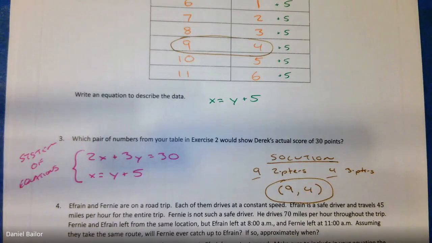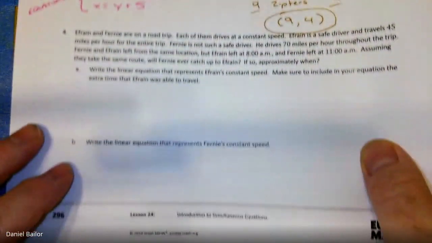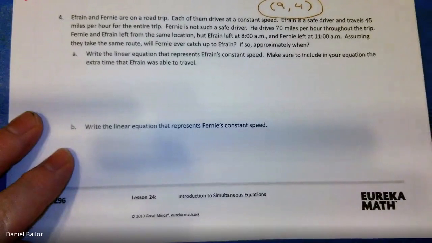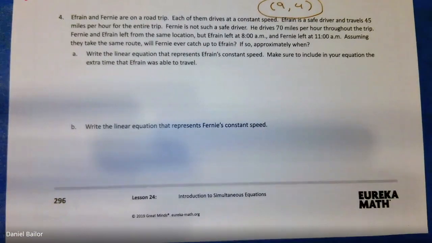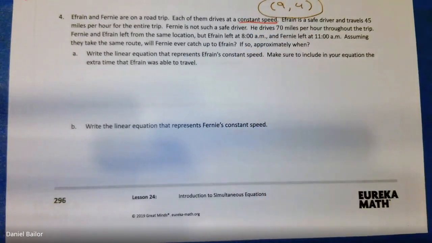Let's do another example. This time we're going to be talking about a road trip and a couple of people who are driving on this road trip. So let's go to Efren and Fernie, in exercise 4 on the bottom of page 96. It says, Efren and Fernie are on a road trip. Each of them drives at a constant speed. And there's that constant speed. That tells us it's a linear equation. We need to see that constant speed to know it's linear.